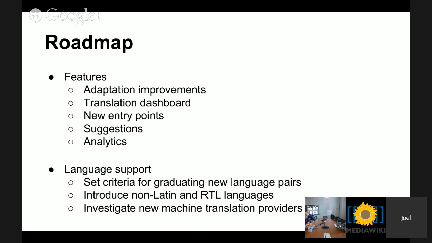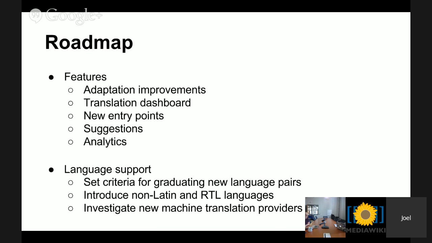Okay, so roadmap. Where do we think we're going with this? Well, in terms of features, we're continually working on adaptation improvements so that the machine translation and the adaptation of links, categories, templates, etc. is always getting better and better. And then another thing we're working on is a translation dashboard. So right now when you log into the tool, you just get a selector that lets you choose the source and target articles and the languages you want to go between.